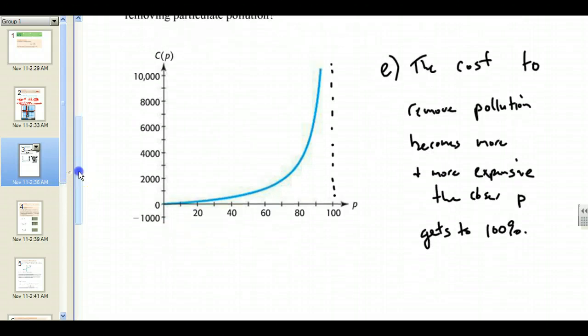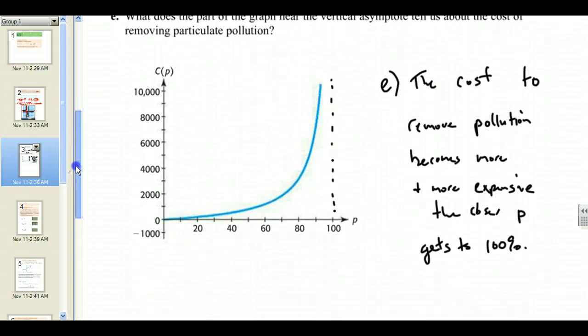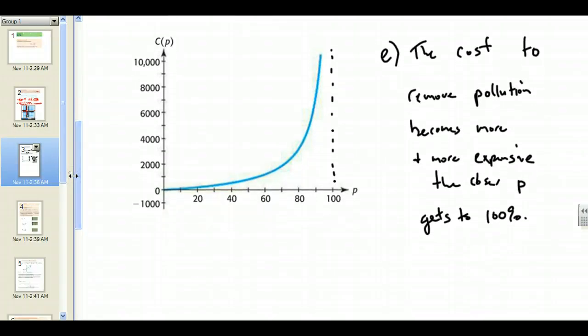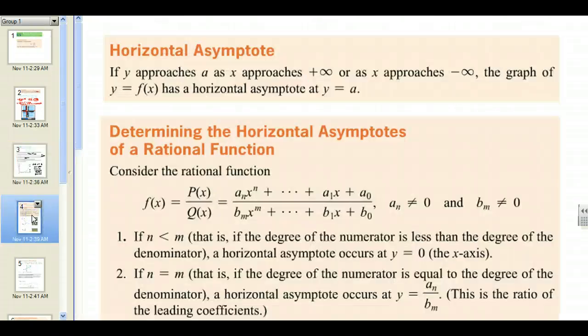Alright, but that's an applied problem. Asymptotes have meaning just like an intersection has meaning. Right? Just like an x-intercept has meaning, or an intersection of two graphs has meaning. Asymptotes will have meaning in this section in the homework you're doing.